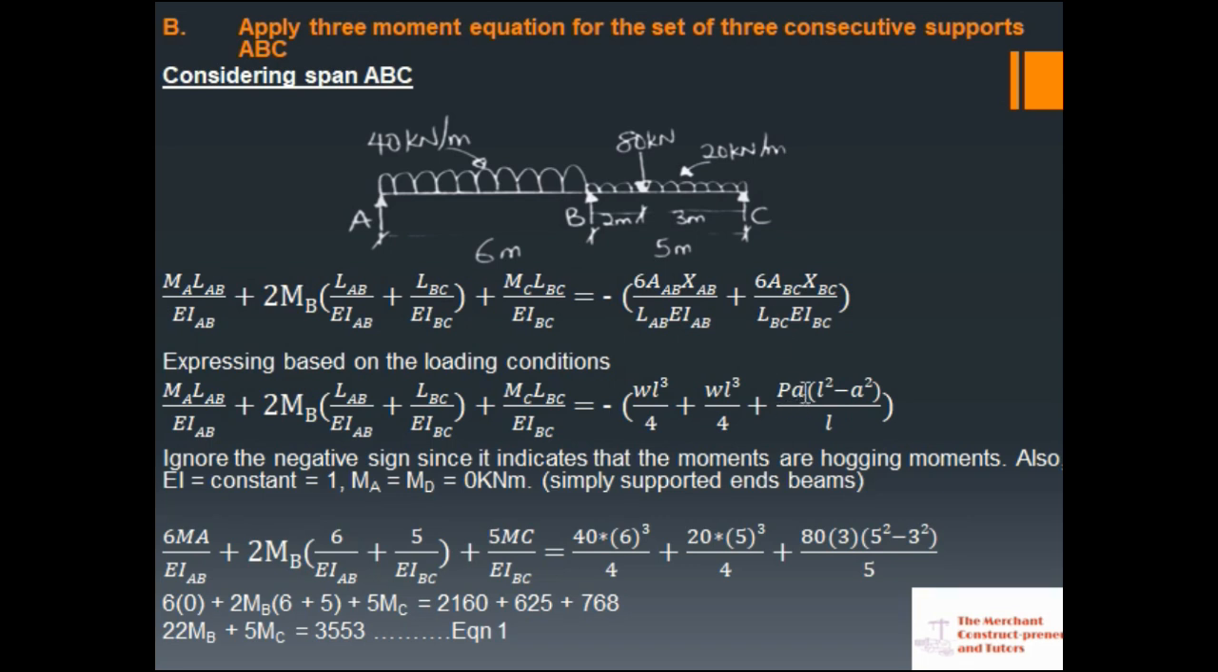So A represents the dimension closer to the end support. That's what A represents. Assuming it was B, the same thing: B will represent the dimension closer to the end support. Okay, so ignore the negative sign since it indicates that the moments are hogging. This negative sign, you ignore it.